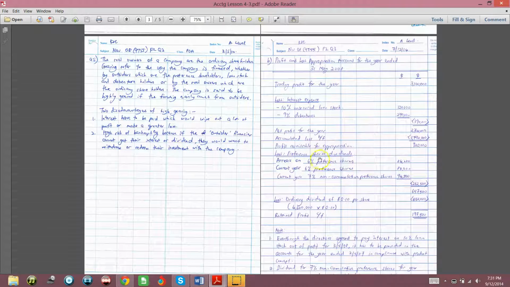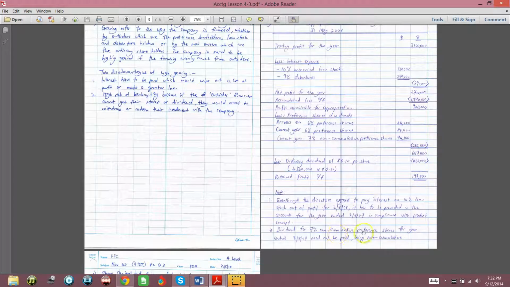Unlike preference dividend, the arrears will be taken into consideration only in the years where there is profit available for appropriation: net profit for the year plus accumulated profit brought forward. So if profit available for appropriation is negative, that means you cannot pay any dividend. The company does not have profit available to pay any preference share dividend or ordinary share dividend. Okay.